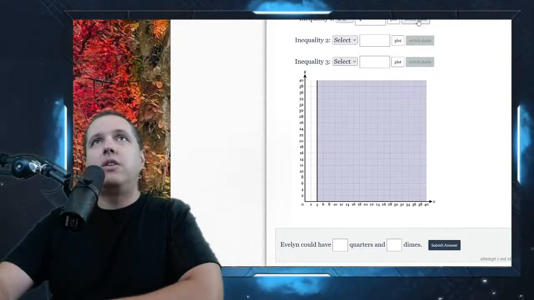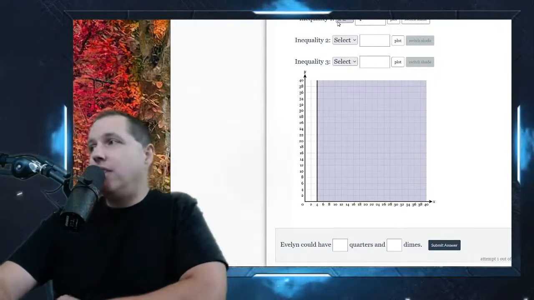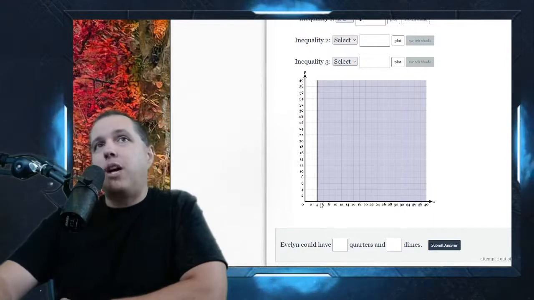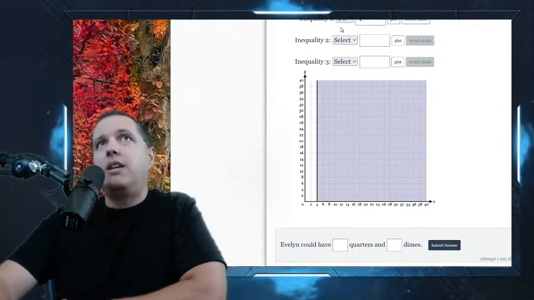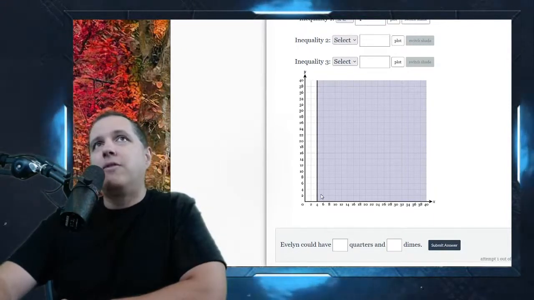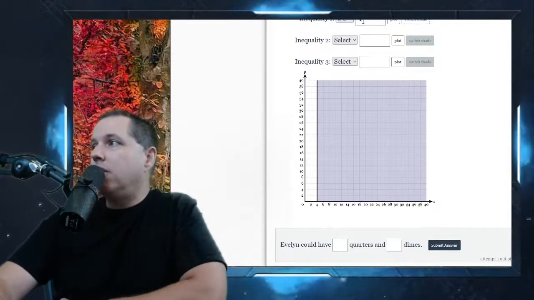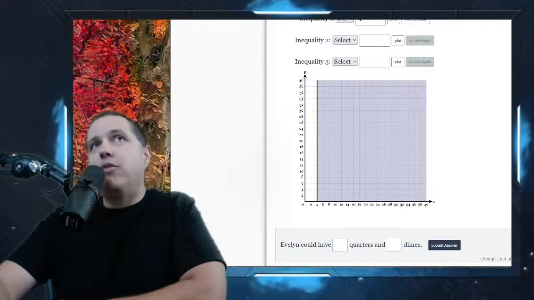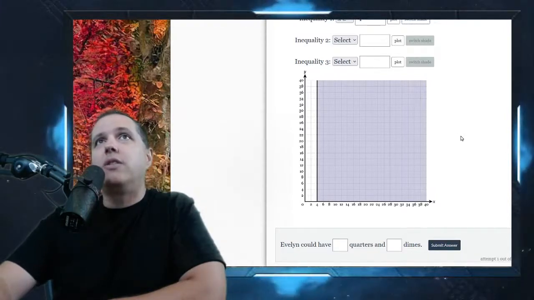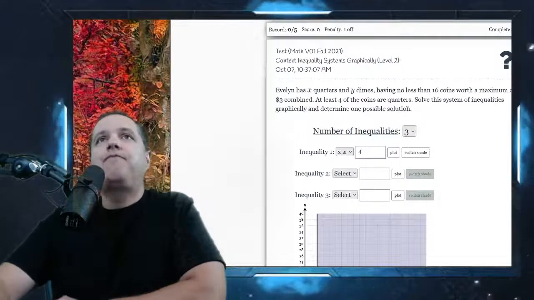So when I shade it, how do I know that? Well, this one is so basic, you could plot a point if you want. Just pick a point and plug it in, but it's only the X value that matters. So your X value has to be greater than or equal to 4. You don't even have to use a test point for this particular one. We will for these other ones. Okay, so we've got that.